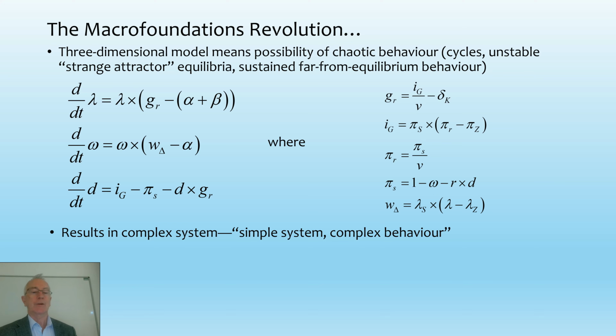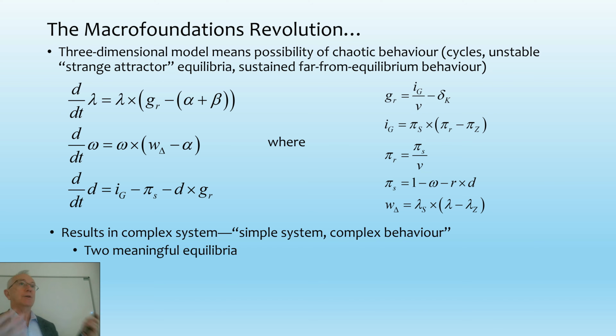And this is what a complex system tends to be, because a complex system doesn't mean complicated. It means the parts of the system interact with each other in a nonlinear way. So here I've got lambda multiplied by the growth rate, where the growth rate includes gross investment, and gross investment includes the rate of profit, which includes the distribution of income. Okay? So it's simple, but there are complex feedbacks between different parts of it.